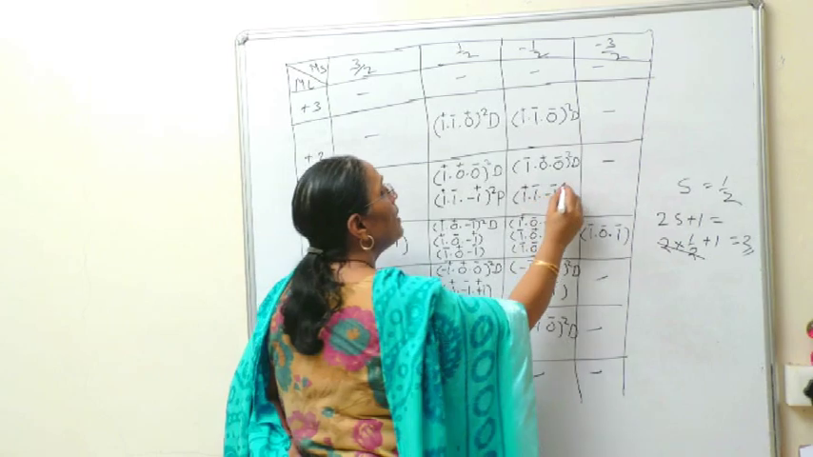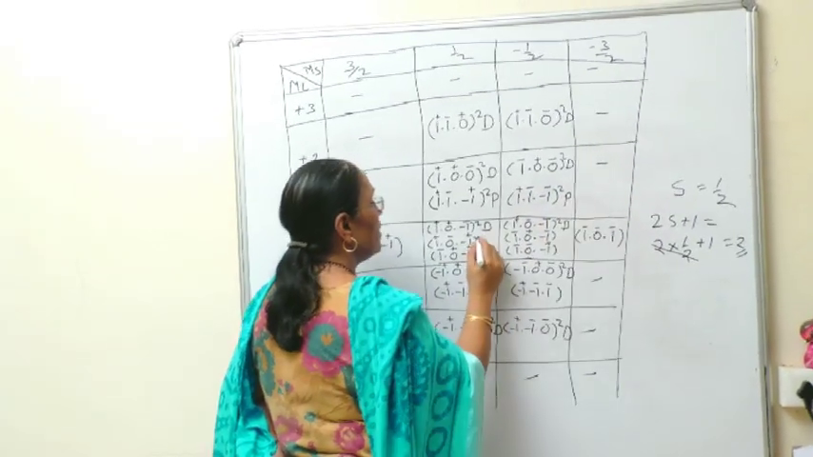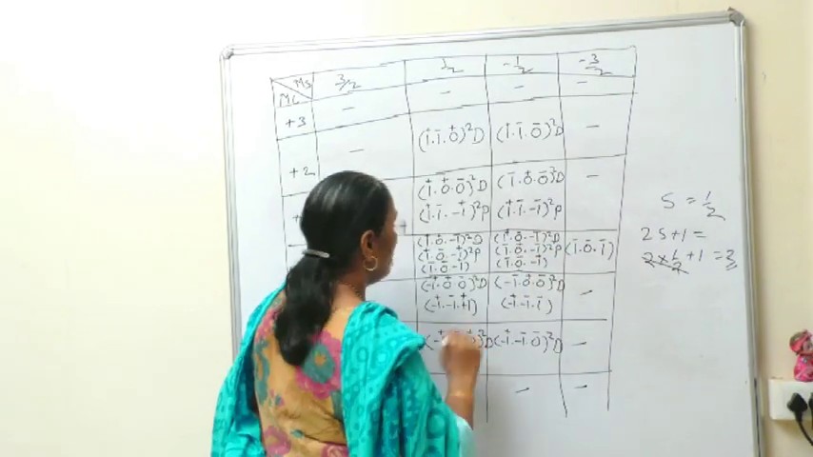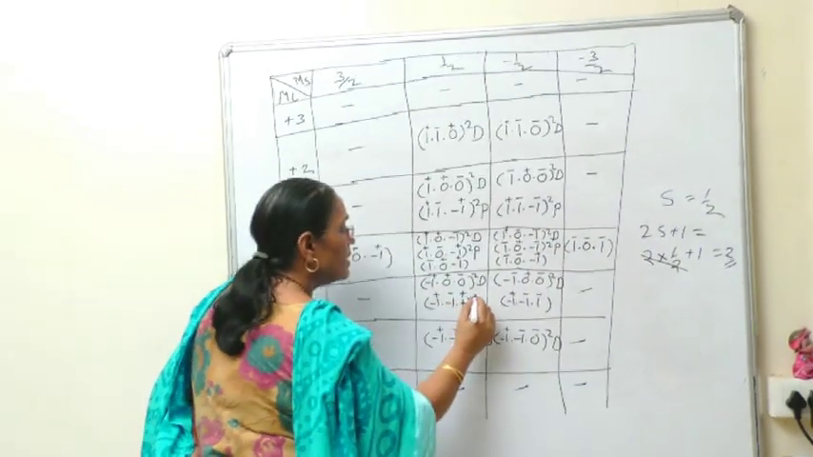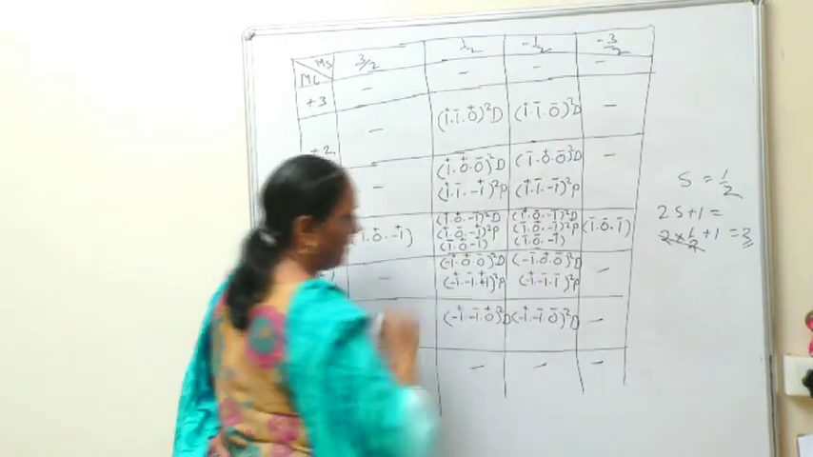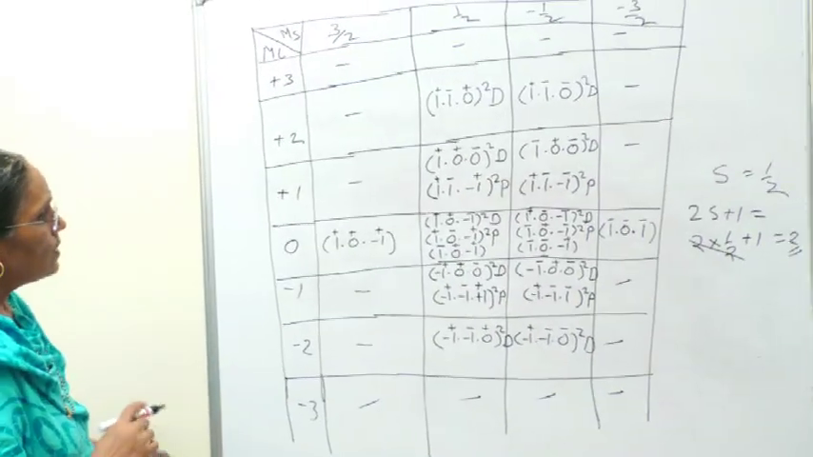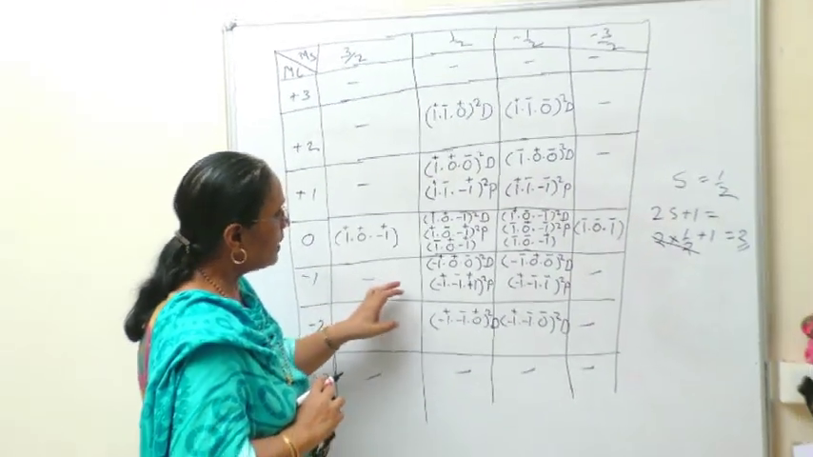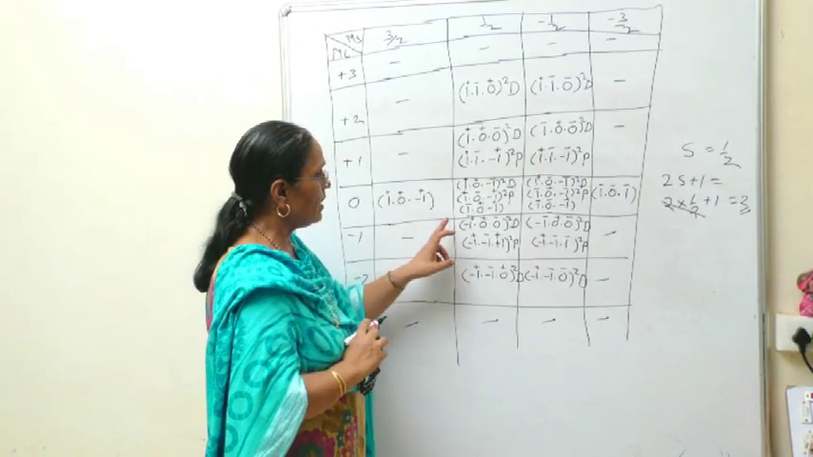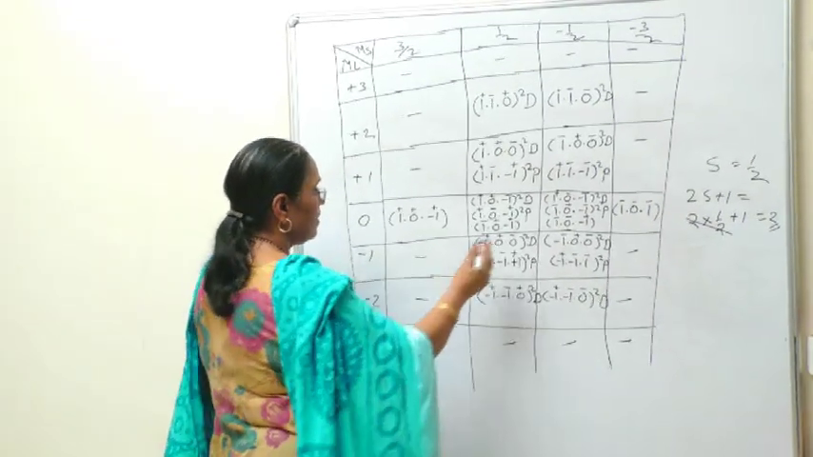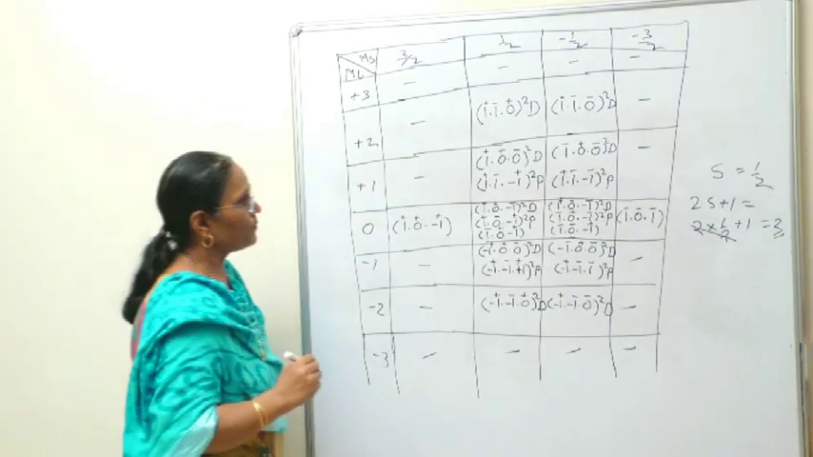So doublet P, then here the second goes to doublet P, here the second goes to doublet P, and here the second goes to doublet P. Now the microstate which remains to be named is this microstate.